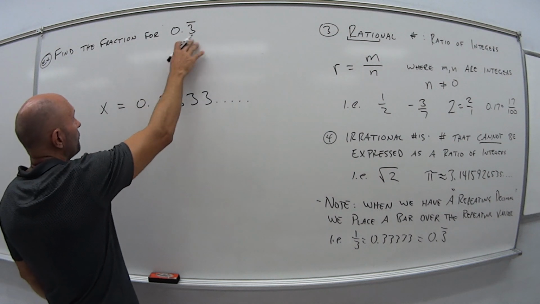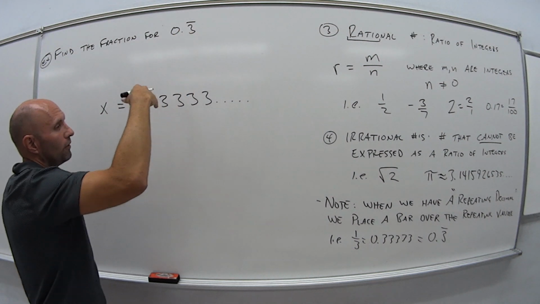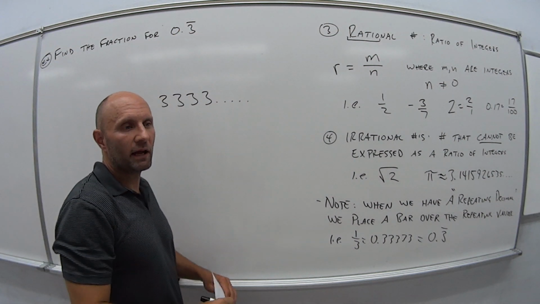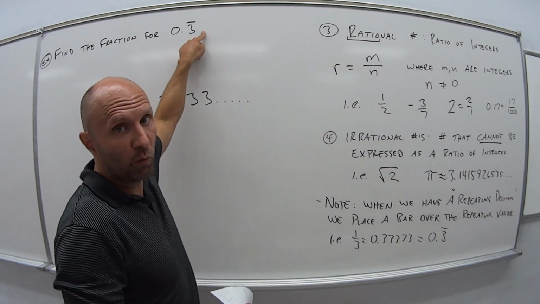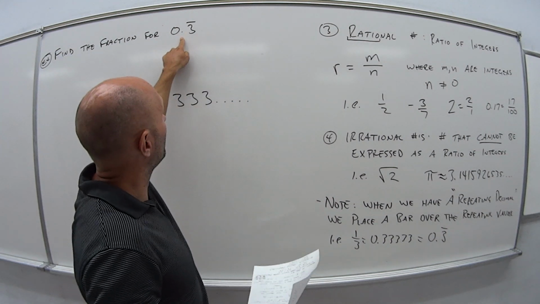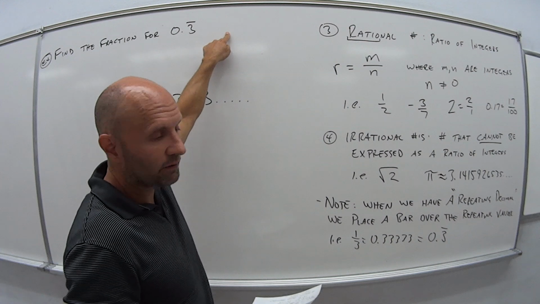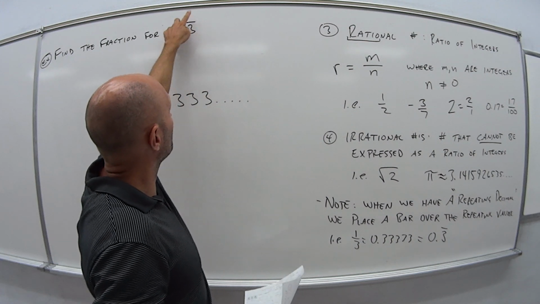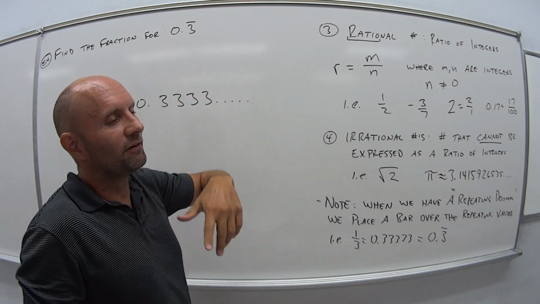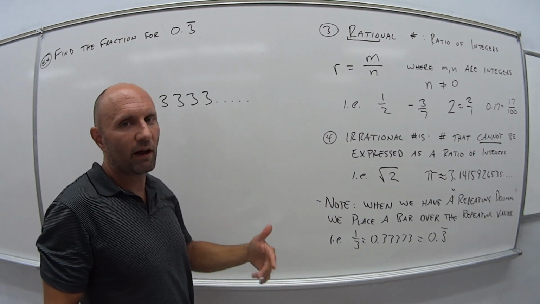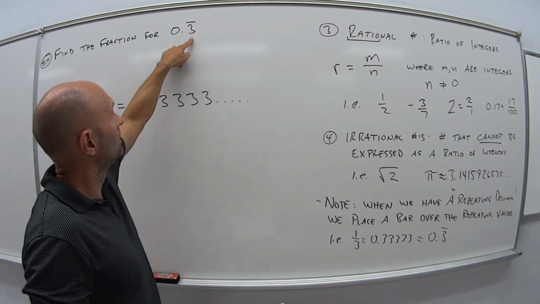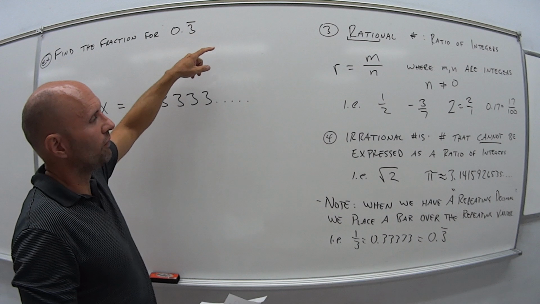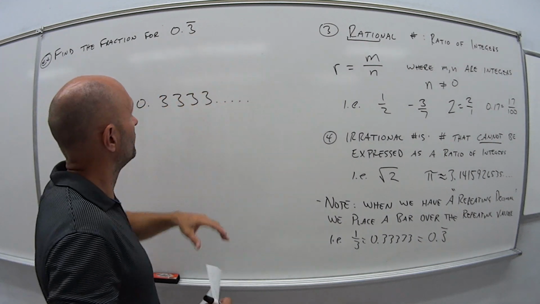But I want to multiply this by some number, 10. If I multiply a number by 10, what happens? The decimal moves 1 place. If I multiply it by 100, what happens? It moves 2 places. So depending on how many numbers are under this bar is essentially how many zeros I would have to multiply. There's 1 number under the bar, so 1 zero, which is 10.